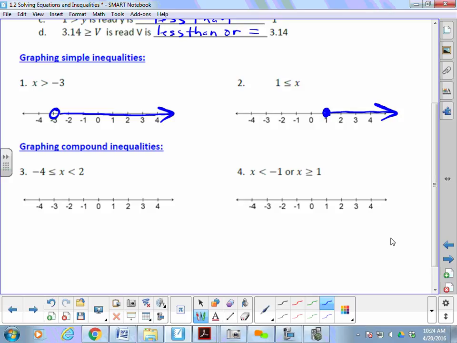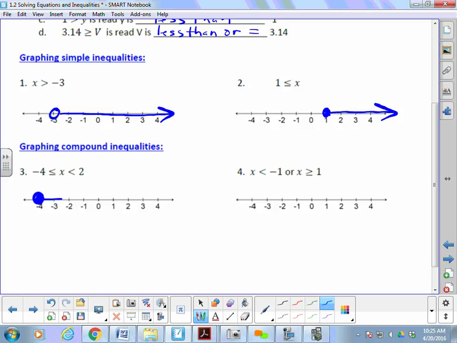Always start with the variable, okay? Don't start and read left to right. Start with the variable. This says X is greater than or equal to negative 4. So I'm going to put a closed dot on negative 4. And it says greater than or equal to, so that means I'm going to the right. So I'm just going to start my line going to the right. Not going to continue it, just get a little start to it. Okay, I know it's going that direction.